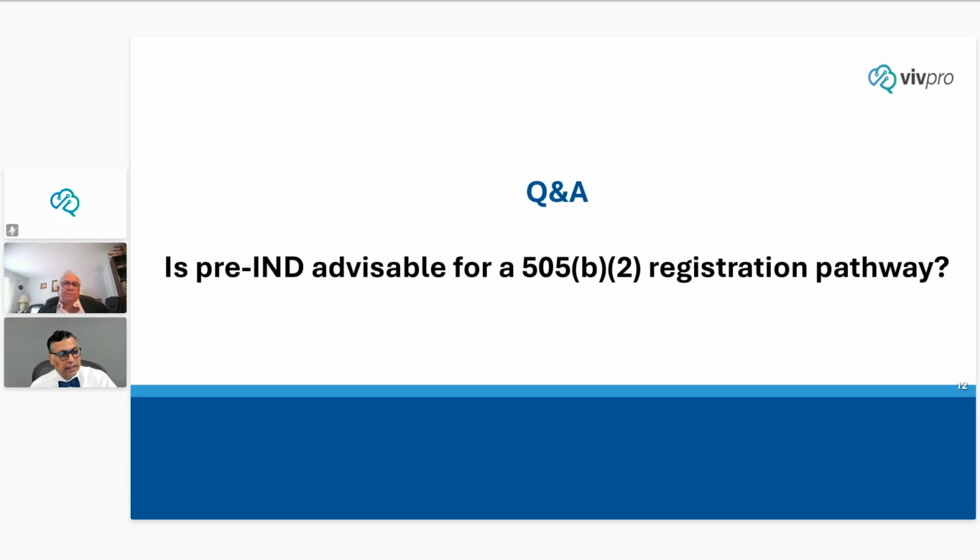Okay, so in other words, if I am a 505(b)(2) sponsor and I have a clean slate, maybe I have some in vitro experiments done and maybe an animal study, should I consider going to meet with the FDA for a pre-IND to discuss the registration pathway, meaning the type of studies that I intend to submit with the NDA, and if that would get me approval?